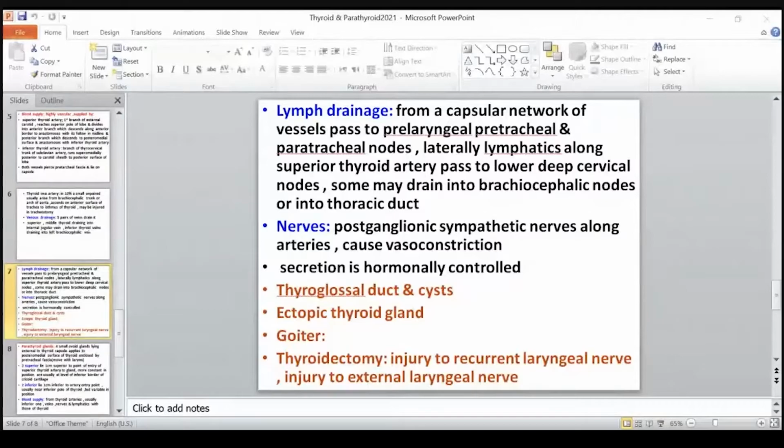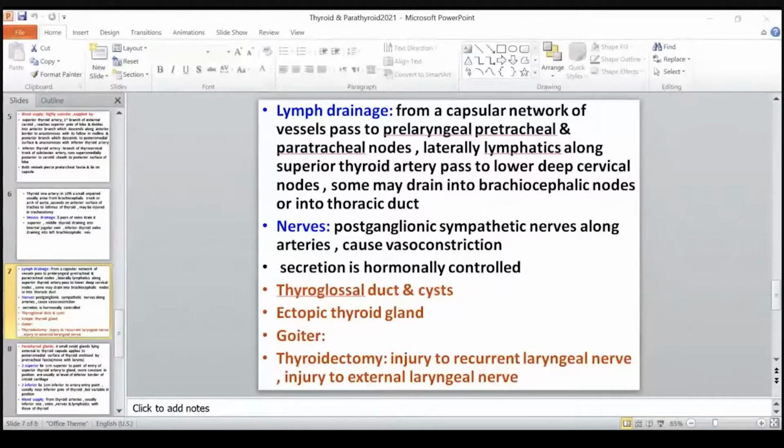So they drain to the nearby nodes, the pretracheal, prelaryngeal, and paratracheal nodes. Laterally, they pass along the superior thyroid artery to the lower deep cervical lymph nodes. Some may drain directly along the vein into the brachiocephalic nodes or into the thoracic duct.